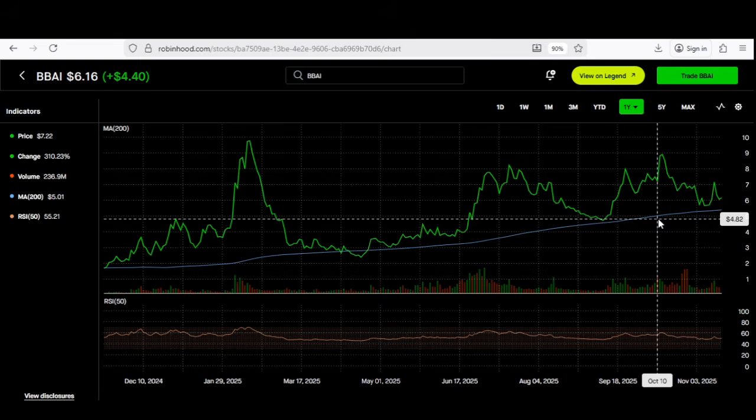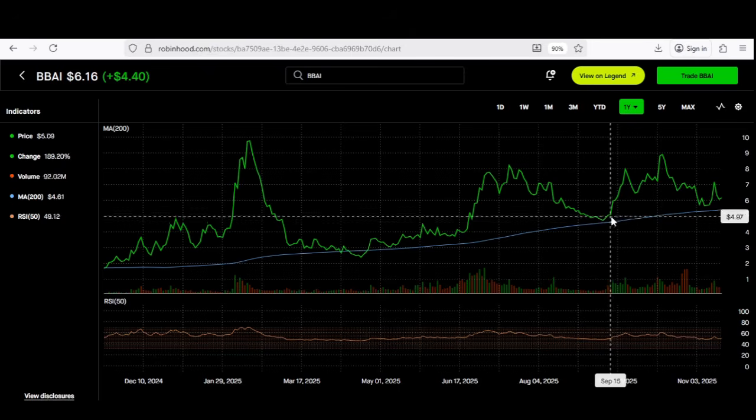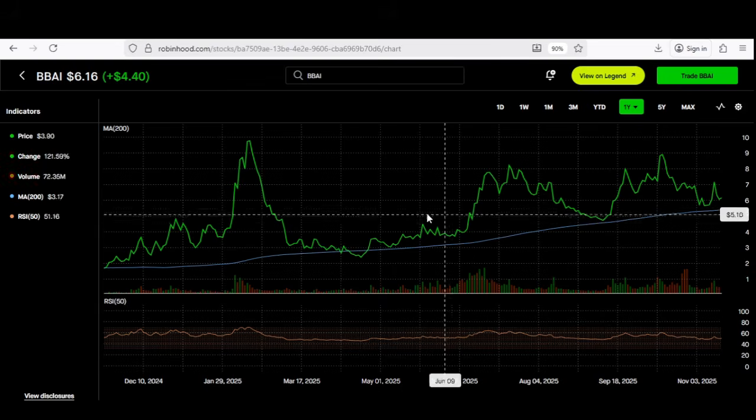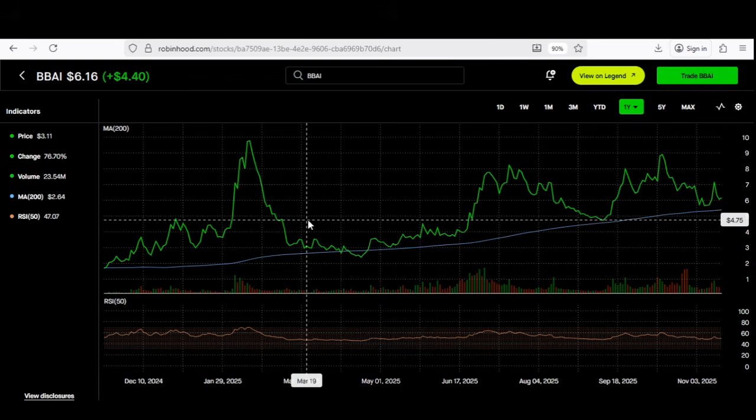Now, the reason why it's a very strong level of support and also resistance is that if you were to follow me left, you're going to see that the share price actually hit this line multiple times, both on the top side and on the bottom side. So the $5 gives us a very strong level of support.